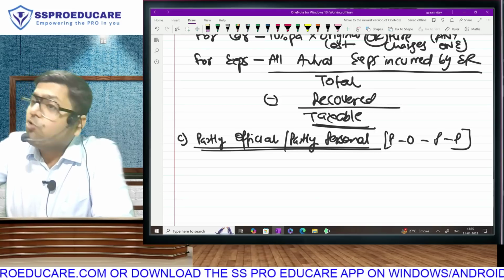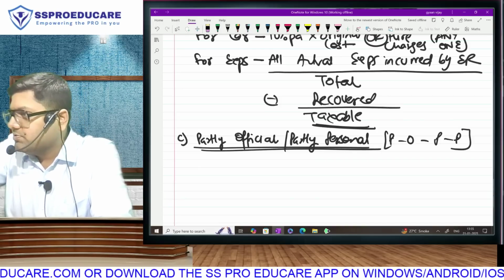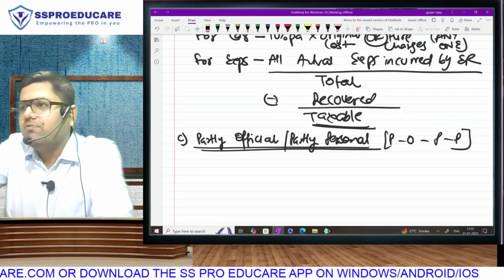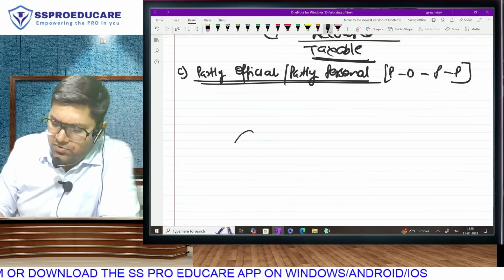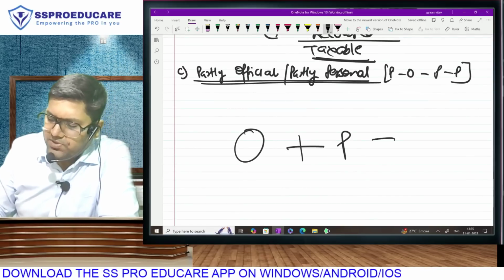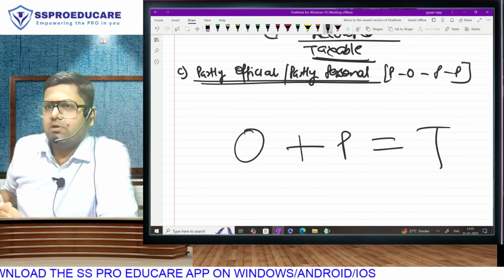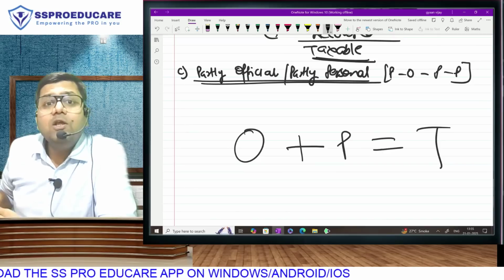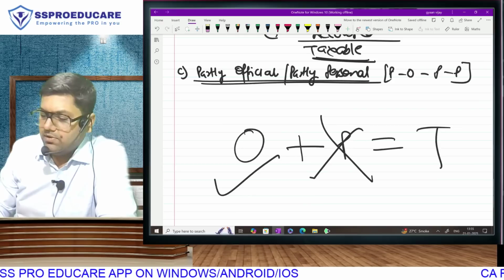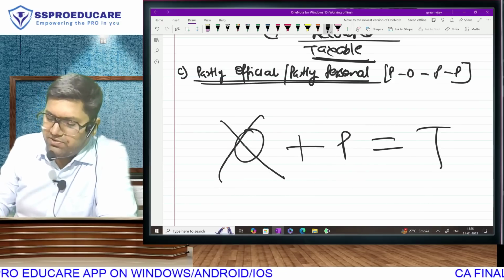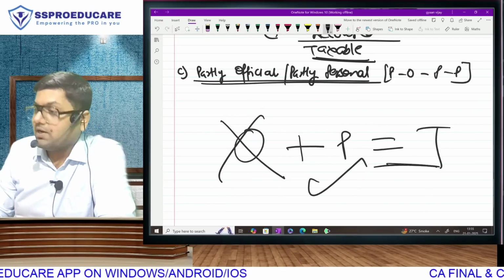When the car is used only for official, nothing is perquisite. And when the car is used only for personal, everything is perquisite. So first of all, do you understand the formula that official use plus personal use is total use? In wholly official, personal use is not there and this is the total. In wholly personal, official use is not there and this is only our total answer.